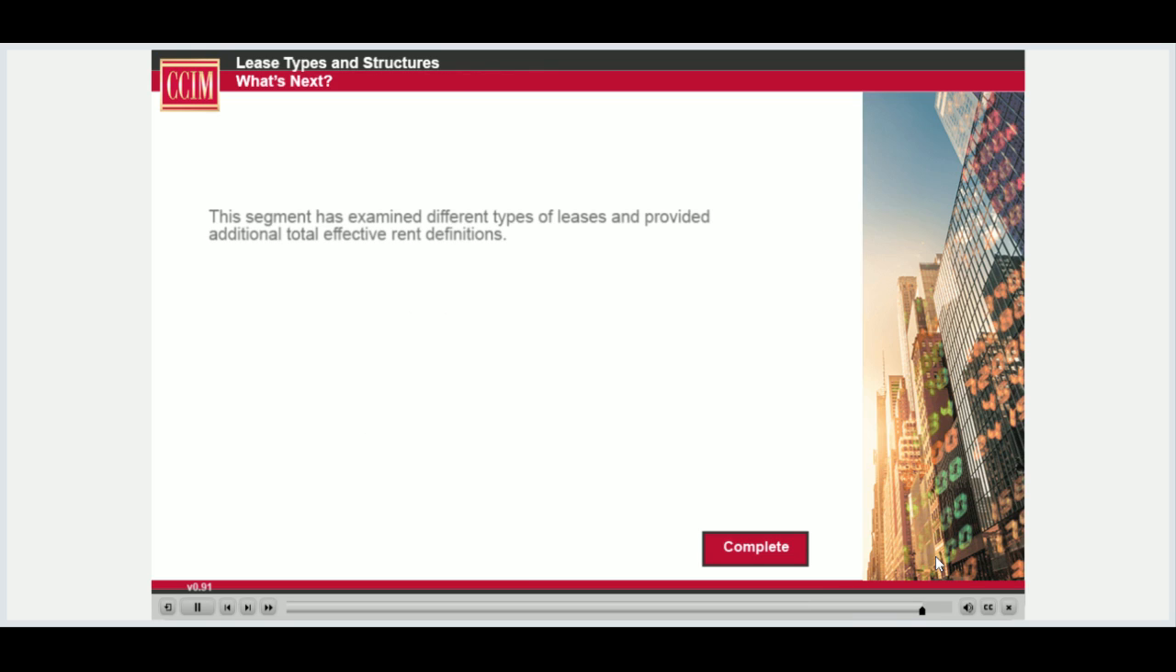This segment has examined different types of leases and provided additional total effective rent definitions. In the next segment of the course, you'll look at multi-period leases.